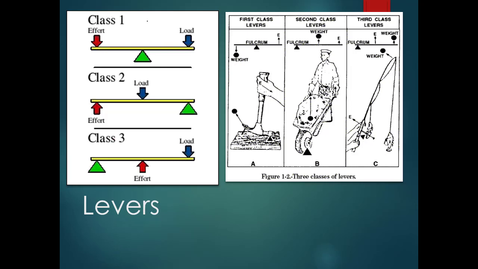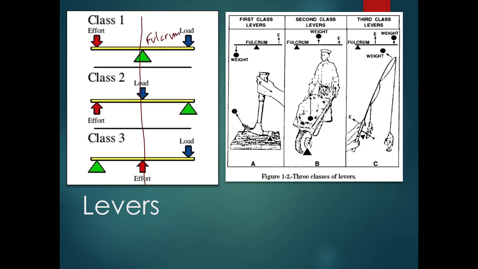And the way to figure out which is to look at what is in the center. In a class 1 lever, the pivot point, which we call the fulcrum, is in the middle. A good example of this would be a claw hammer or a seesaw, like the diagram here shows. For a class 2 lever, it is the load which is in the middle.